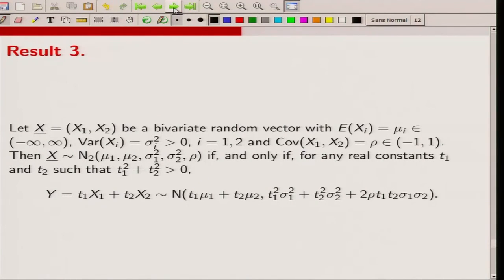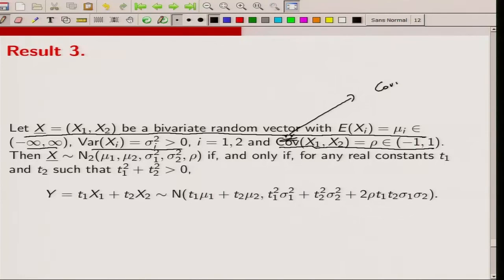Now, we have seen for the bivariate normal distribution, if you consider any linear combination, that has a univariate normal distribution. In fact, this property characterizes the bivariate normal distribution. What it says is: let x1, x2 be a bivariate random vector with mean mu i, which is finite, variance of xi as sigma i square, which is again finite, and suppose correlation of x1 and x2 is rho, which belongs to minus 1 to 1.